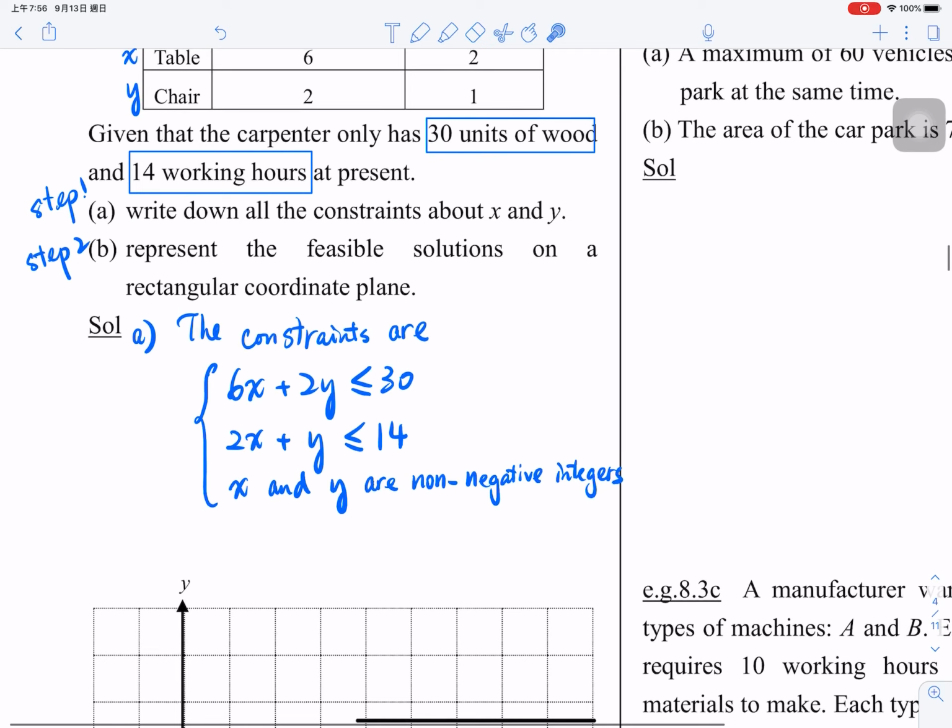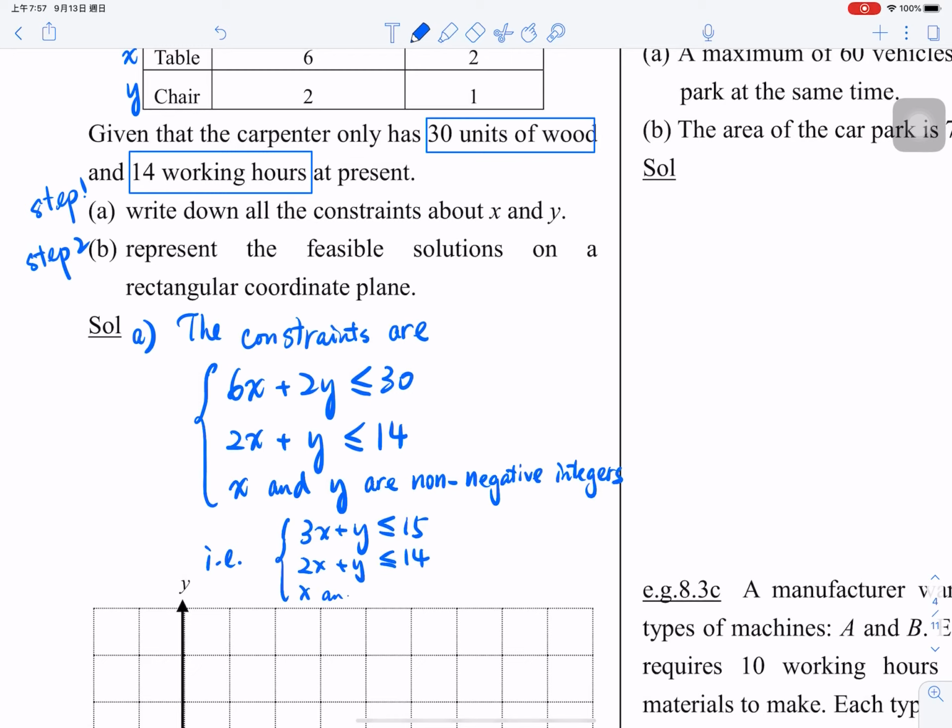Okay, this one is the answer ready. Maybe if you would like to simplify, you can simplify like this. That means 3X plus Y smaller than or equal to 15. Second one, 2X plus Y smaller than or equal to 14. The last one, you still keep it. Understand? This is part A.